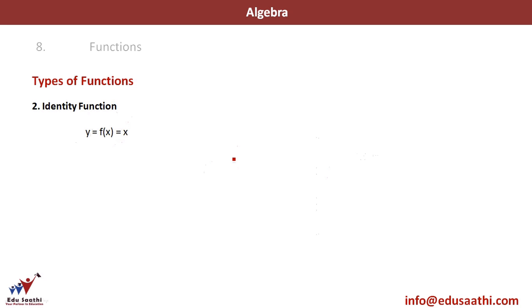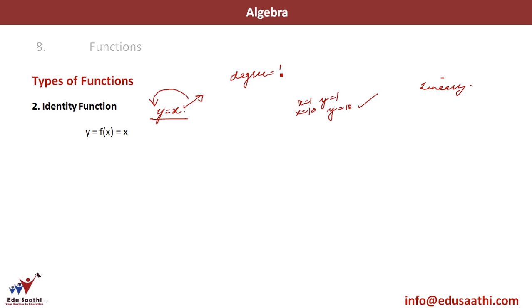The second is the identity function. Identity function is also referred to as the y is equal to x function. That means if you take your value of input, the same value will turn out to be your output as well. So if your input is 1, your output will be 1. If your input is 10, your output will be 10. Your output will be increasing linearly with the input. Why linear? Because the degree of this equation comes out to be 1.